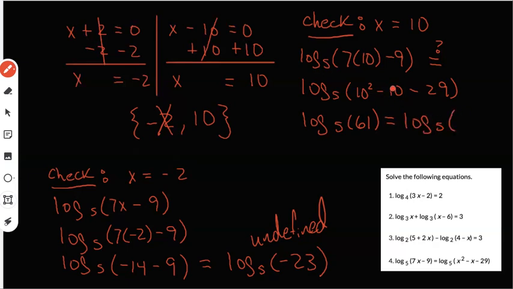So then what would this expression be? If it's 61, then it'll work. I have 10 squared, which is 100. 100 minus 10 is 90. And then 90 minus 29 is going to give me that 61 that I want. So this just tells me that this is a true statement and that x equals 10 belongs in the solution set for this one. So it is a solution for the equation.